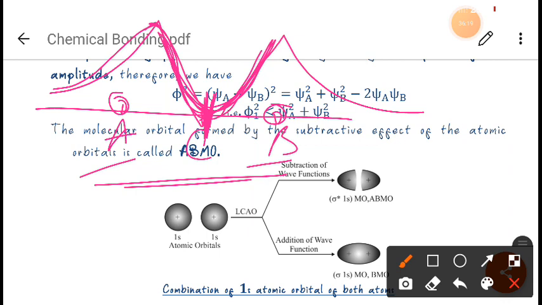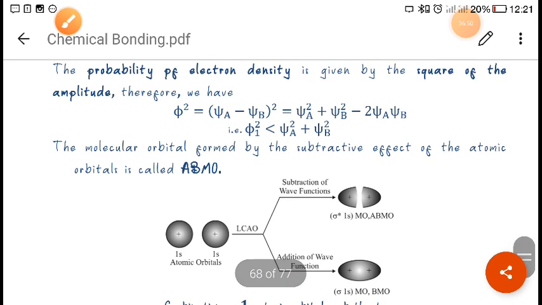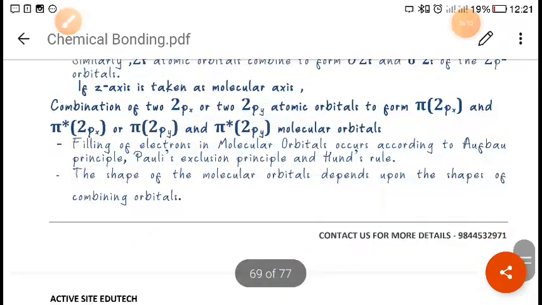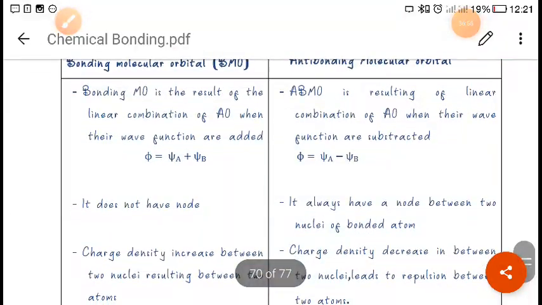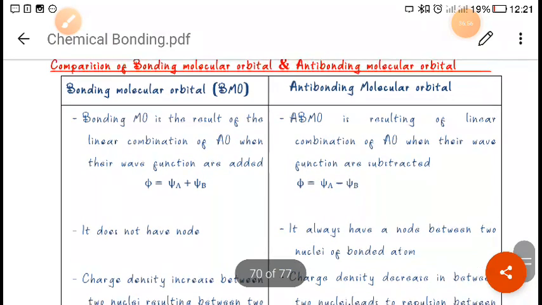Again, the nuclei, what will they do? They will repel each other and it will destabilize the molecule. Okay, these two nuclei will repel each other and they will destabilize the molecule. So I hope you have understood what is bonding molecular orbital and anti-bonding molecular orbital. So we will show the difference between bonding molecular orbital and anti-bonding molecular orbital.